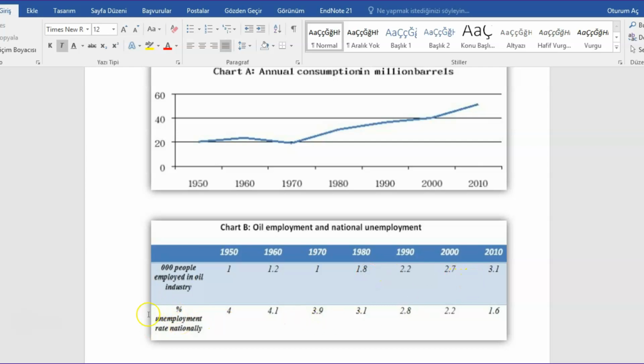And regarding unemployment percentages, again we saw here a fluctuation, but we see a consistent decrease pattern, right? We start here in 1950 to 1.6 in 2010, and more than half we saw a decrease pattern. Okay, let's get started.